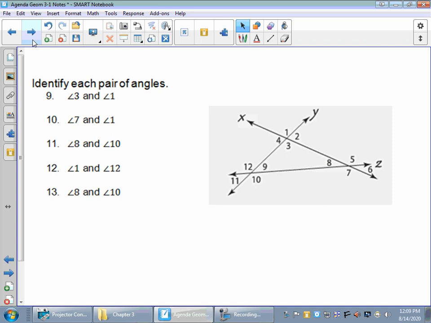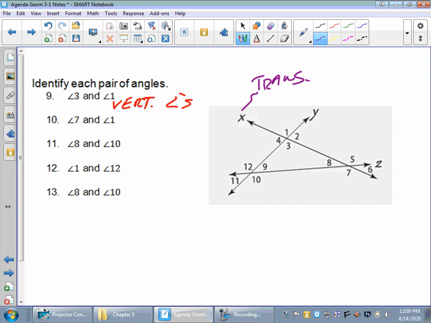I will give you a little tip. You've got anything available from all previous lessons as well. So like number 9, angle 3 and angle 1 here, they're not any of the relationships we discussed today, but they are across from each other. Those would be vertical angles. So don't forget about vertical angles or adjacent angles in your relationships. For the rest of them, just to give you a hint, the transversal is line X here, and Y and Z would be the two lines that cross.